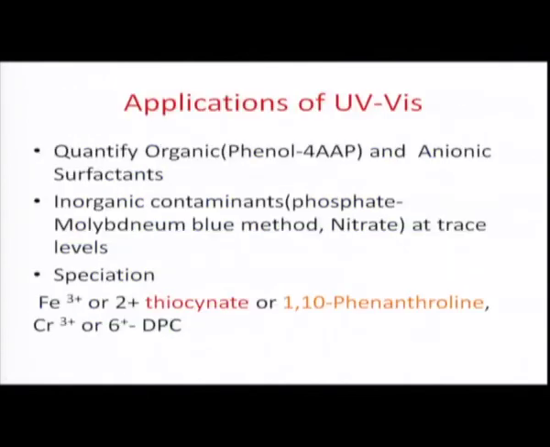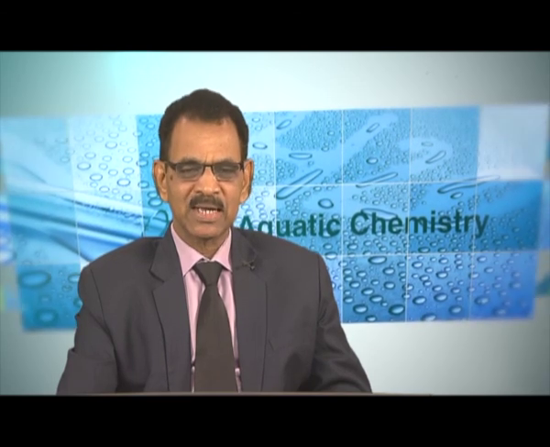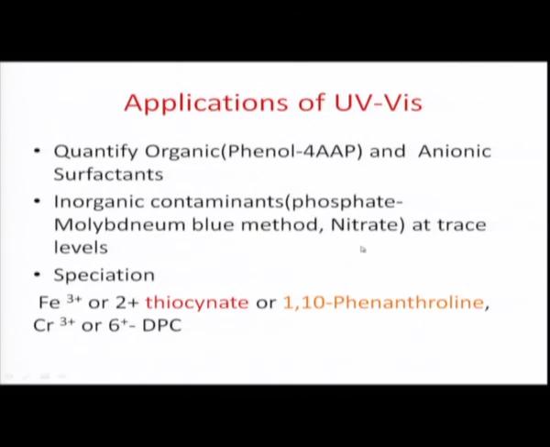And coming to the application of UV visible, some of the water quality parameters we can determine even though it is low cost. For example, phenol can be determined by the 4-amino antipyrine spectrophotometric method. Anionic detergents can be determined by methylene blue extraction. Inorganic contaminants like phosphate by the molybdenum blue method or nitrate by azo dye method, again water quality parameters, can be determined using a spectrophotometer. Even chemical speciation of certain species could be done only by UV visible.